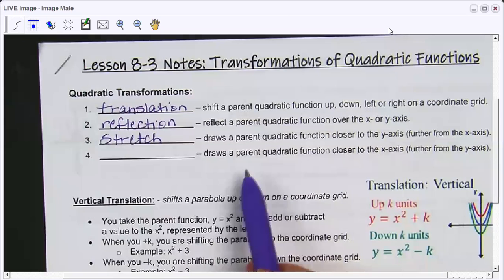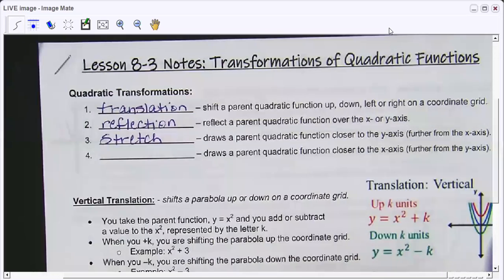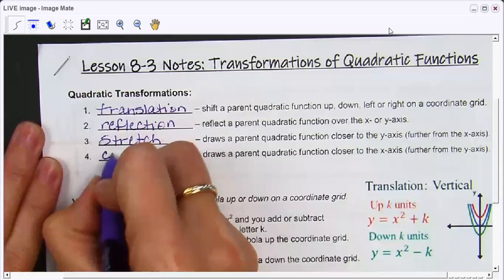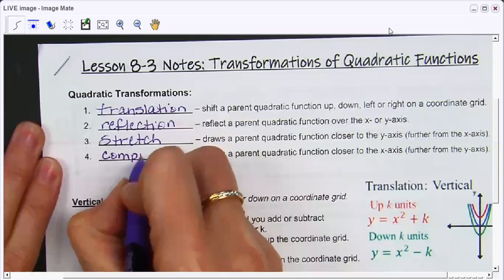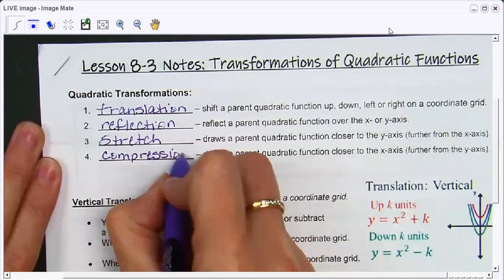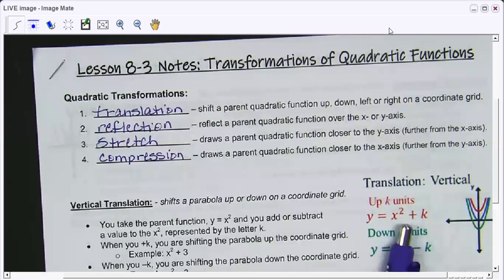And so the next one, when it draws the parent quadratic function closer to the X axis, it's a compression. That's the opposite. Okay. When you compress something, you are flattening it, right? Think of your parabola. The wider it is, it's drawing closer to the X axis, the flatter it's becoming. That's why it's a compression. But if you're drawing it closer to the Y axis, it's stretching. I know, it is a little bit weird.